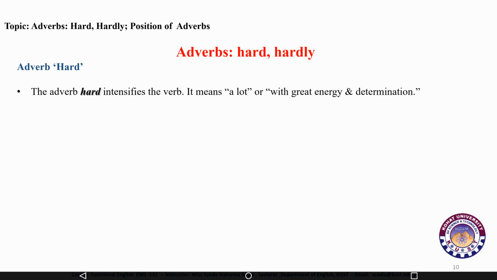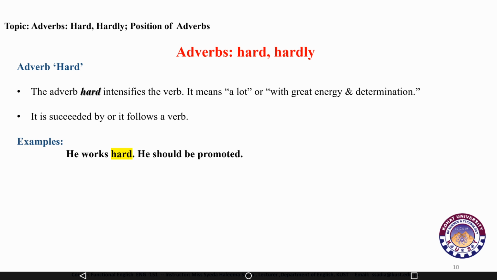Adverb hard. The adverb hard intensifies the verb. It means a lot or with great energy and determination. It follows a verb. For example, he works hard. He should be promoted. She trains hard before a competition. She really wants to win.